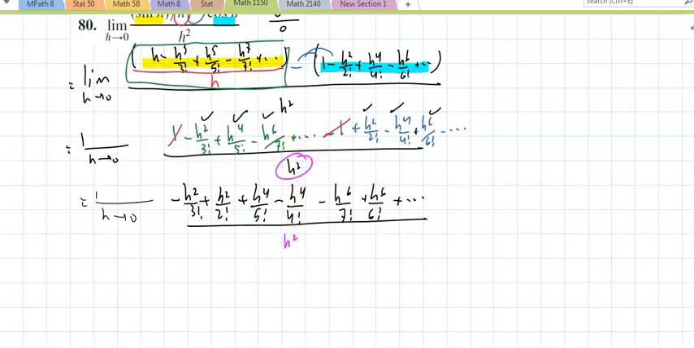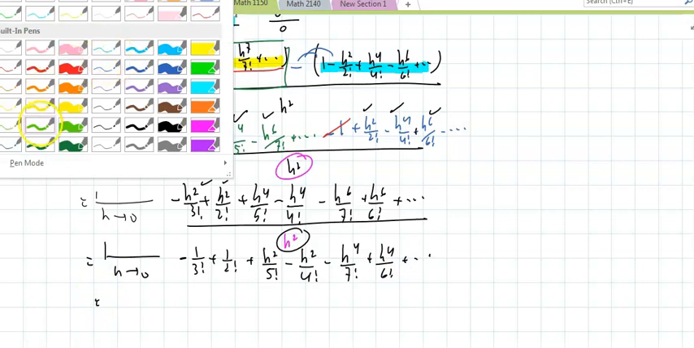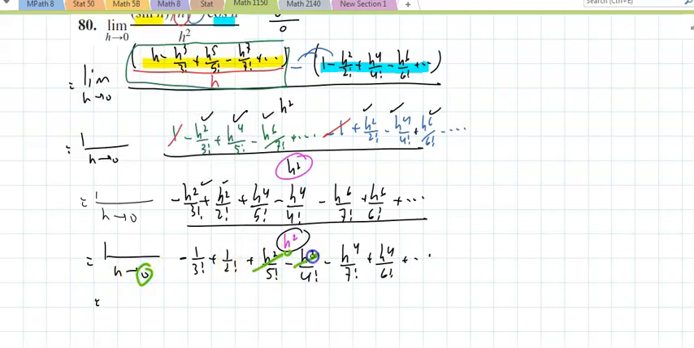h squared. So now, if I divide each of those by h squared, I could combine them, of course, but that's a lot of work. That'll leave me with negative 1 over 3 factorial plus 1 over 2 factorial, plus h squared over 5 factorial minus h squared over 4 factorial minus h to the 4th over 7 factorial plus h to the 4th over 6 factorial, and the list goes on. And now, if I replace h by 0, each of those will 0 out, and guess what? I would be left with negative 1 over 3 factorial plus 1 over 2 factorial.